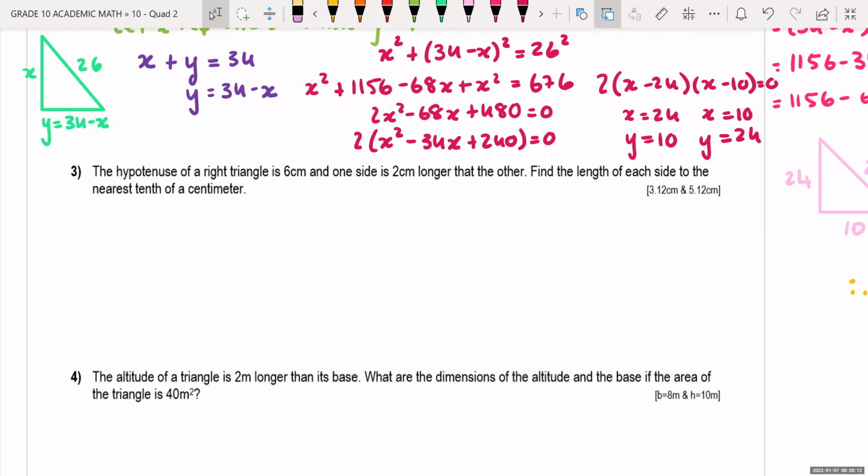Resume recording. Okay, so question number 3 says the hypotenuse of a right triangle is 6 centimeters and one side is 2 centimeters longer than the other. Find the length of each side.